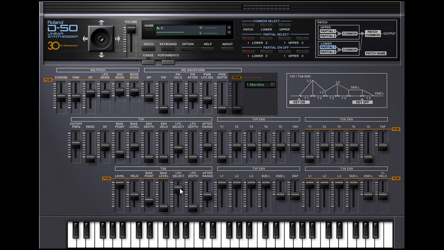LFO 1, 2 or 3 can modulate the TVA again. The LFOs can be phase inverted. LFO depth controls the amount of LFO modulation. The depth can also be affected by the aftertouch.